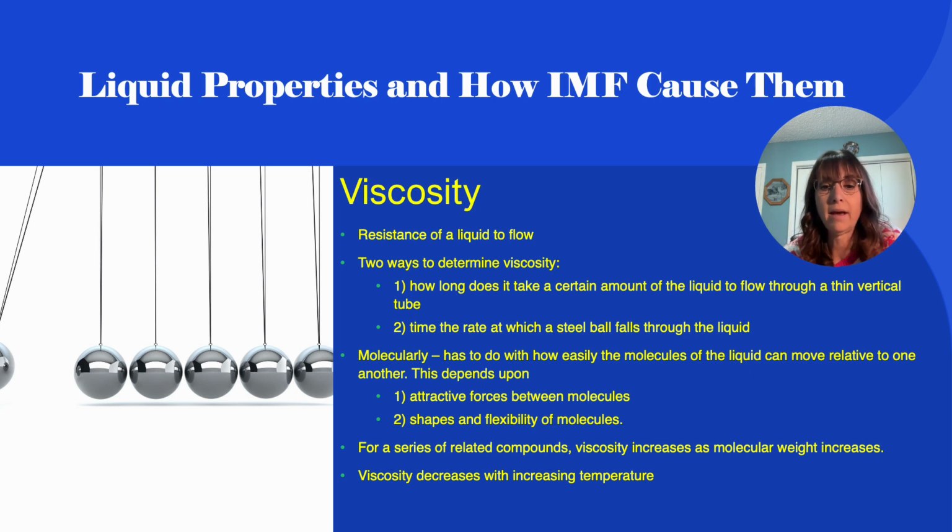Molecularly, what is happening? Well, it has to do with how easily the molecules of the liquid can move relative to one another. And this depends upon the attractive forces between the molecules, the shapes and the flexibility of the molecules. If you've got molecules that are sticking together tightly, they're not going to flow over each other, and you're going to have really, really high viscosity.